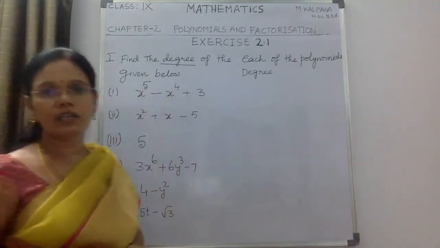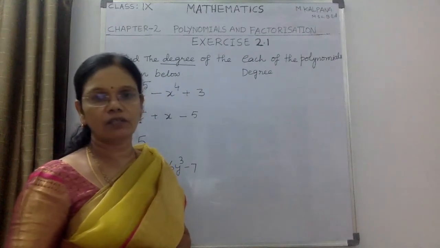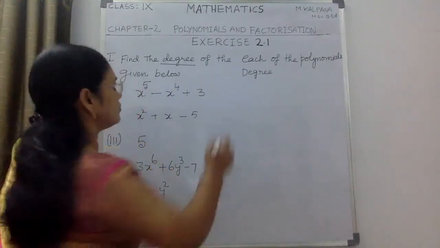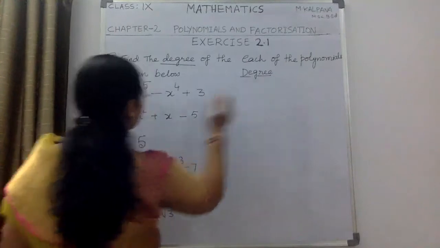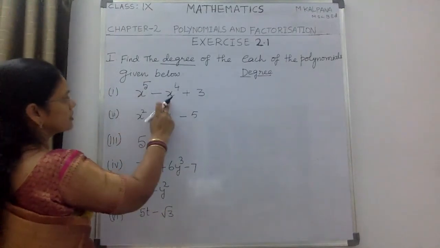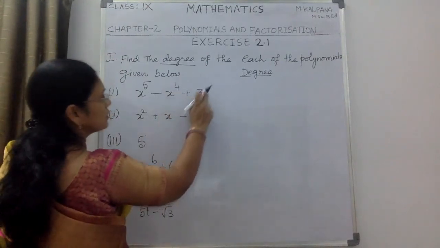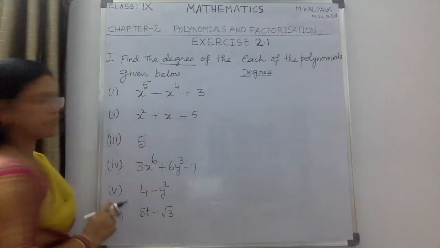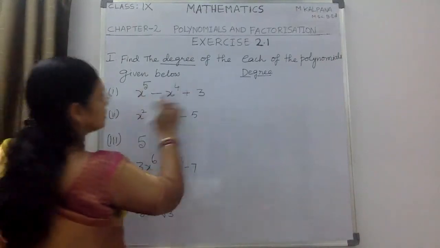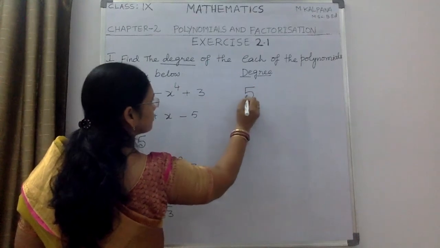So we know degree of the polynomial is the highest degree of its variable terms. So here, what is the degree now? The degree of the first term is 5, second term is 4, and the third term is 0. So which is the highest here? 5. So degree of this complete polynomial is 5.